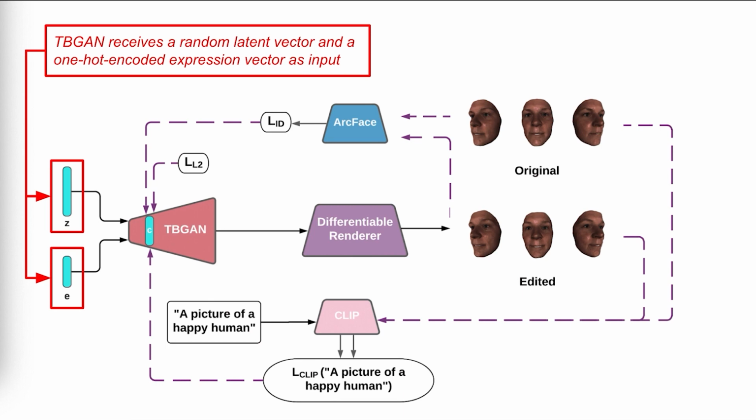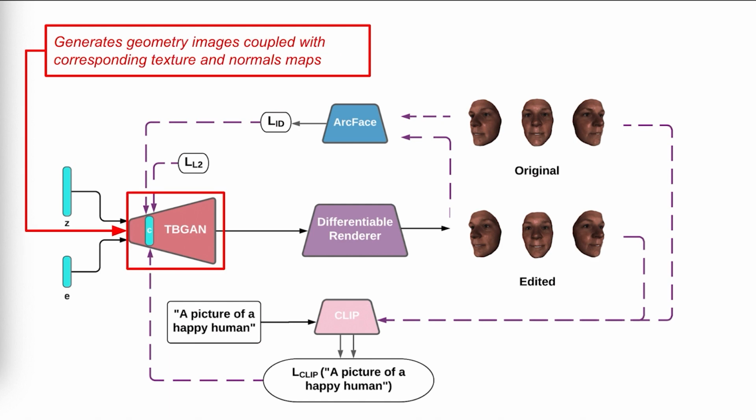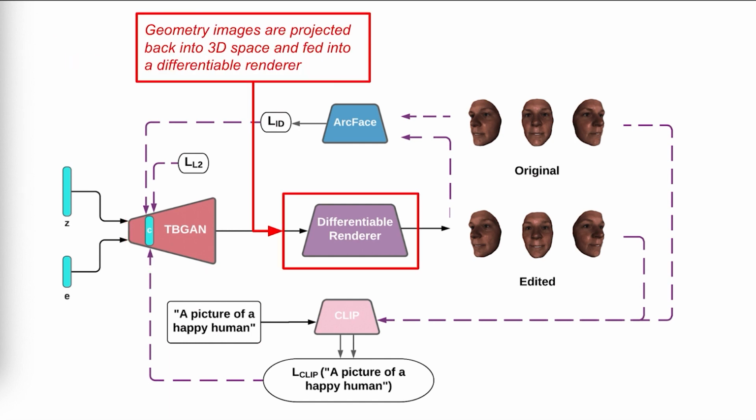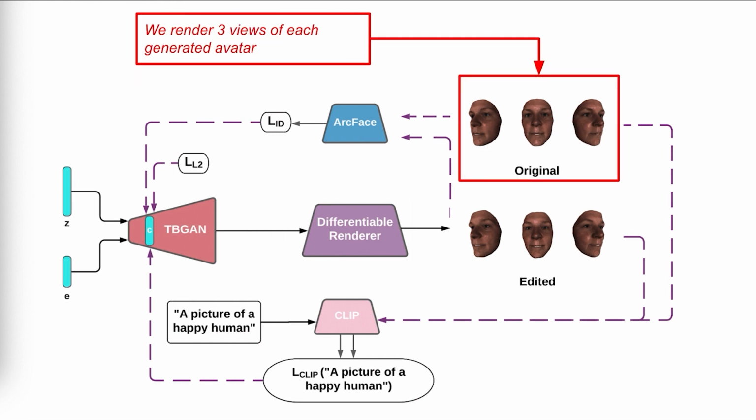TBGAN receives a random latent vector and the one-hot encoded expression vector as input, and generates geometry images coupled with corresponding texture and normals maps. The geometry images can be projected on the 3D space with a simple matrix multiplication, and then fed into a differentiable render module to generate multiple views of the mesh. In our work, we render 3 views of each mesh.